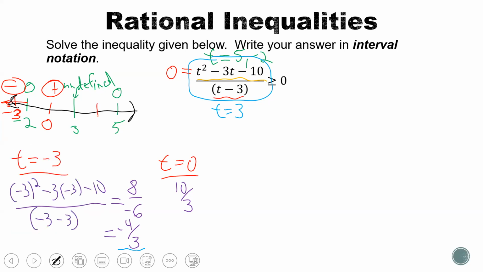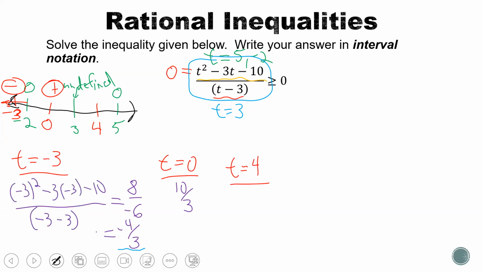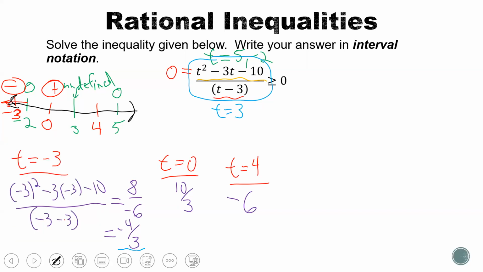Continue on from there. Between 3 and 5, I'm going to use 4. So plug in t equals 4 into the expression. When we do that, we find that it will come out to be negative 6. And again, you can check this yourself by plugging t in up there. And most importantly, again, it is negative. So we know that for all values between 3 and 5, this expression outputs negative values.